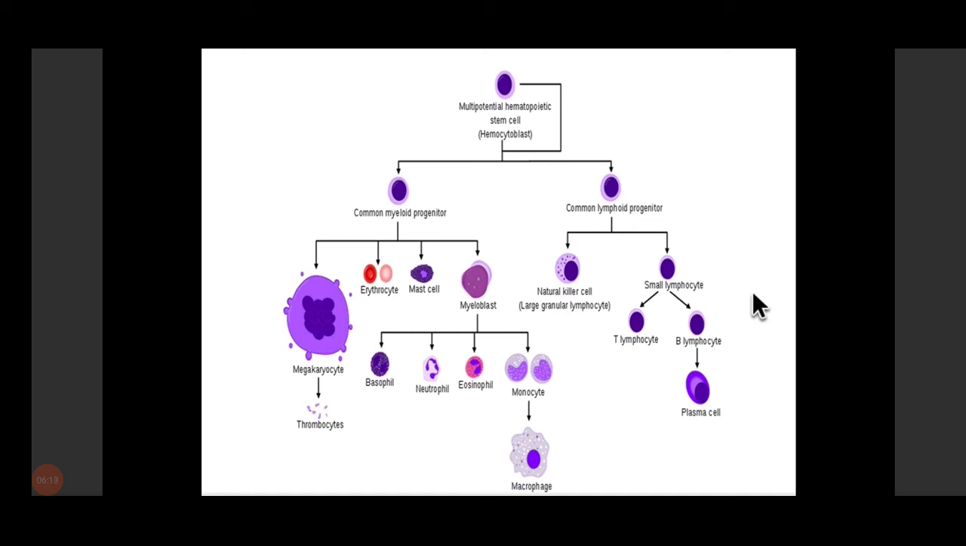B lymphocytes further go on to form your plasma cells, which release your immunoglobulins into the blood. Your IgG, IgM, all come from your plasma cells. This is just a brush up of what happens.